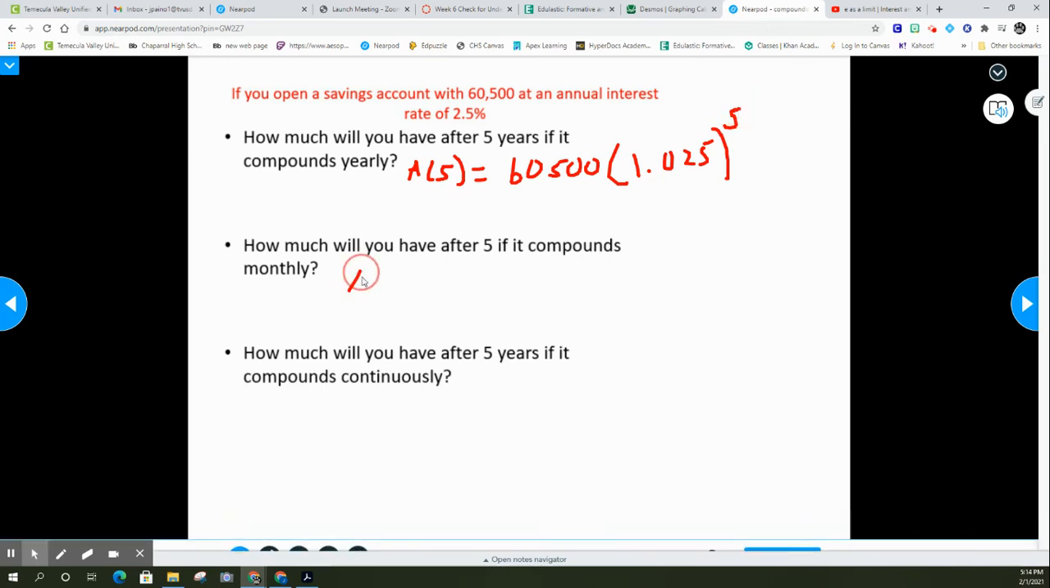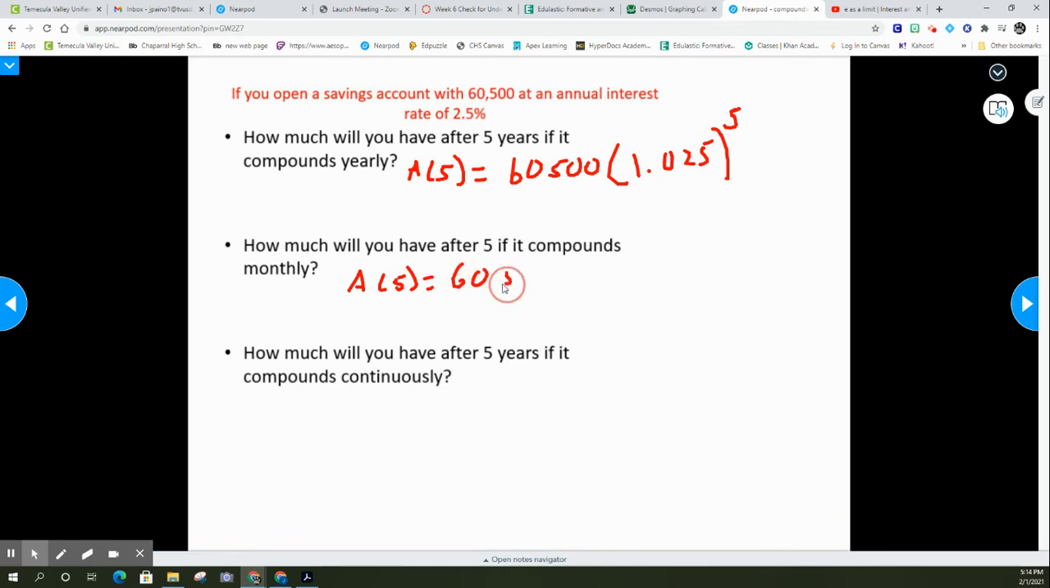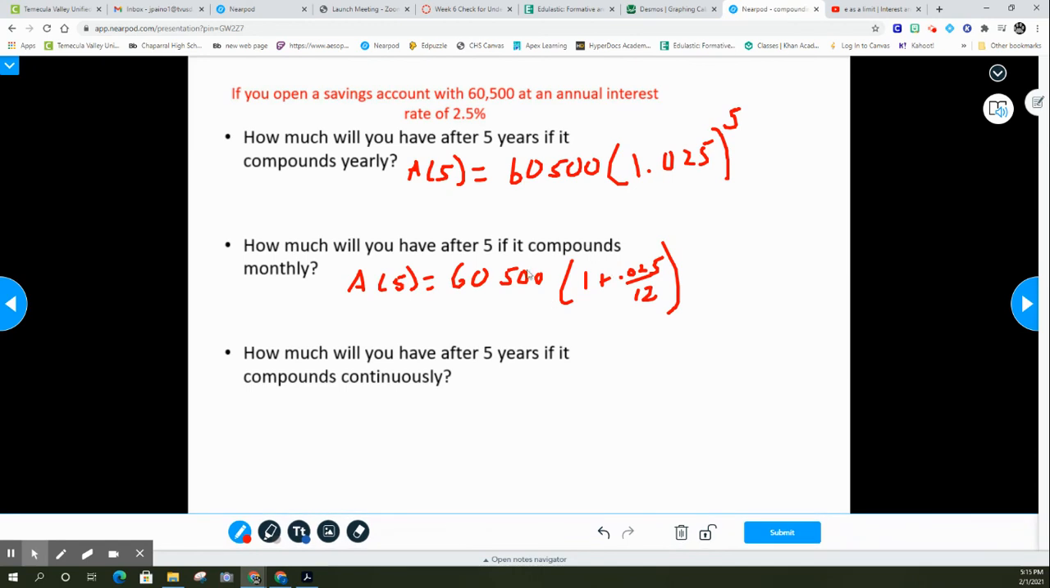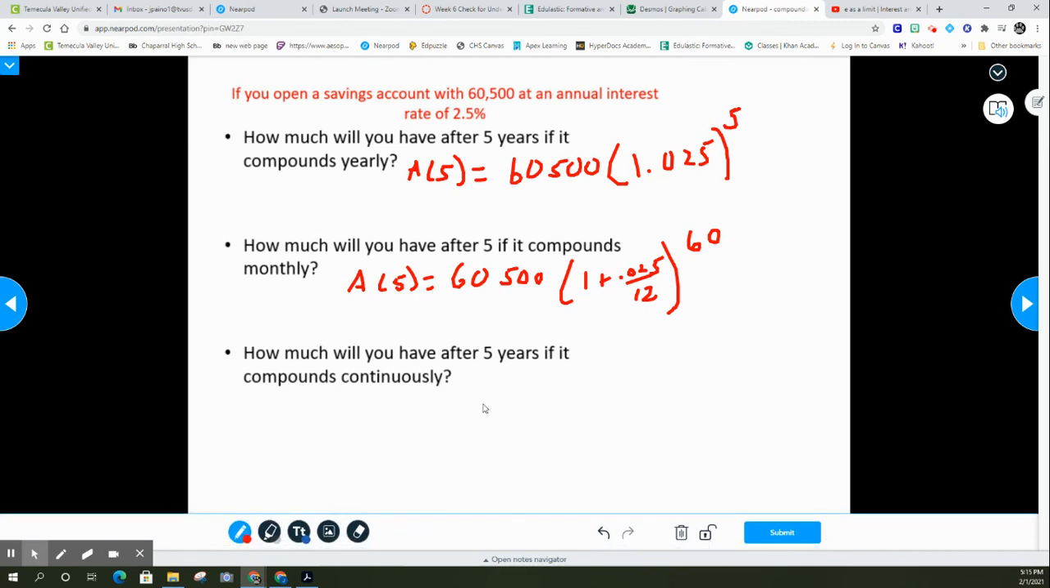All right, now it's compounded monthly. I need the monthly rate, so it's going to be the annual rate divided by 12. So 60,500 times 1 plus the monthly rate, so 0.025 divided by 12. And now how many times is that compounded? For 5 years, it is compounded 60 times, 5 times 12. So that's the formula. You just type that into your calculator.